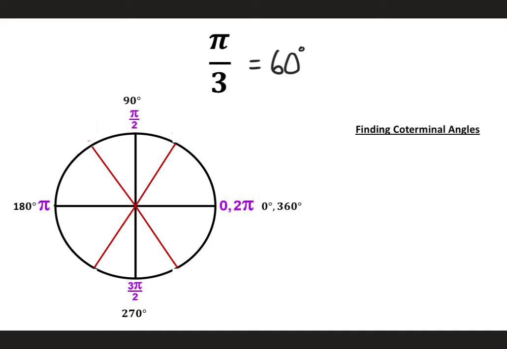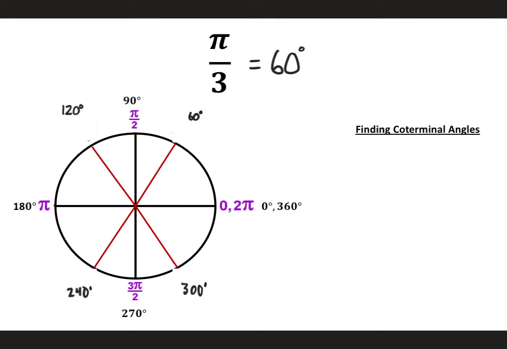So our 60-degree reference angle in quadrant 1 would be 60 degrees. In quadrant 2, 180 minus 60 is 120 degrees. In quadrant 3, 180 plus 60 is 240 degrees. And in quadrant 4, 360 minus 60 is 300 degrees. All right, so those are our 60-degree reference angles.